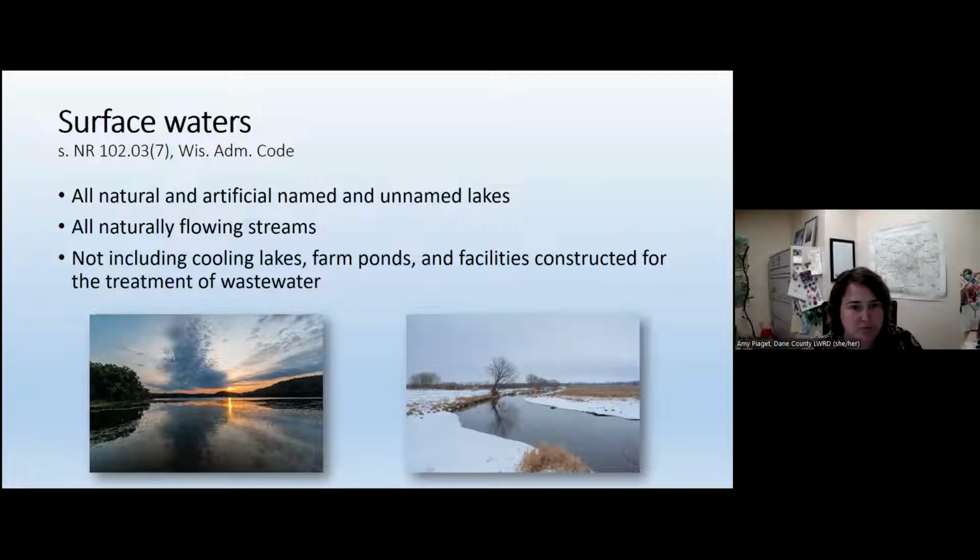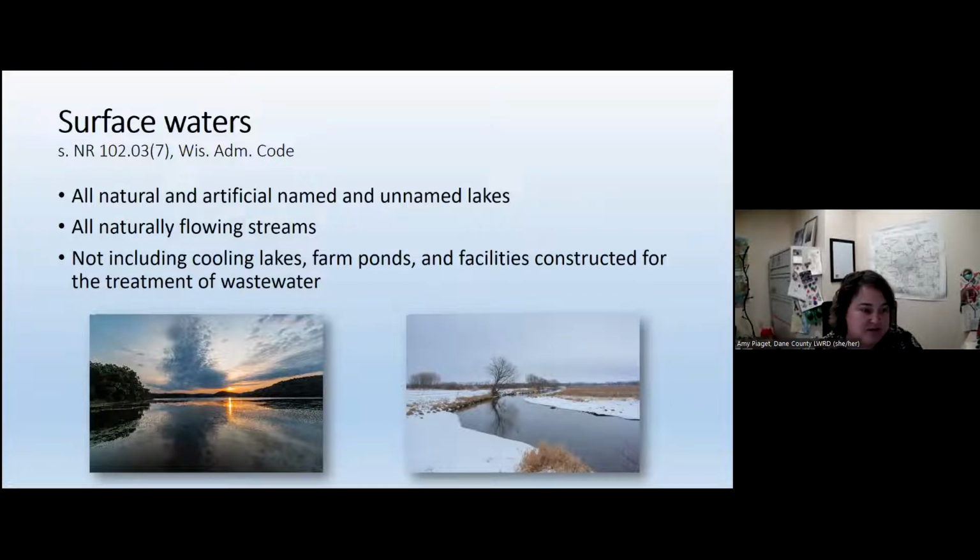So surface water specifically is defined in NR 102 of the Wisconsin administrative code. Surface waters involve all the natural and artificial named lakes or unnamed lakes in the state. It also includes all naturally flowing streams, but it doesn't include cooling lakes, which would be for things like power plants. It doesn't include farm ponds.